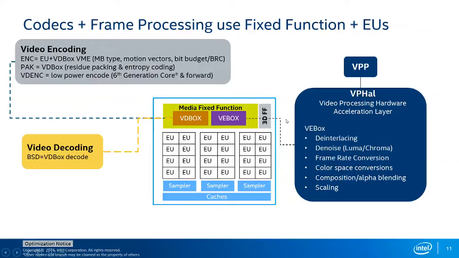And then we also have frame processing in the VEBox. It's wrapped by this video processing hardware acceleration layer. So if you look at a pipeline with something like VTune, you'll see VP HAL instead of the individual VEBox functions. But VEBox can do a lot of nice things like deinterlacing or color space conversion, and so the hardware acceleration for those parts of the pipeline can be very important too.